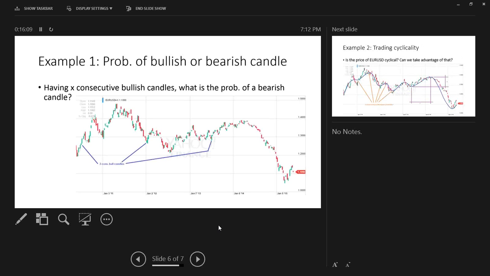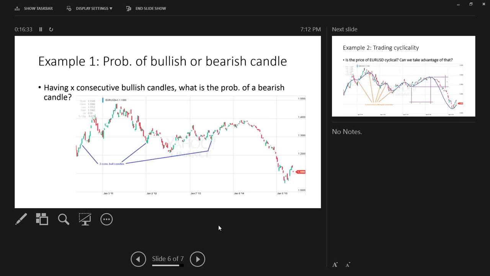So it's a very simple question. Having X consecutive bullish candles or bearish candles, what is the probability of the next candle being up or down? You all know the whole thing in statistics, even before stats 101: you flip a coin 10 times and it's heads all the time. What is the probability of the next one being heads? It's 50-50, right? Doesn't matter if it was 10 times before.